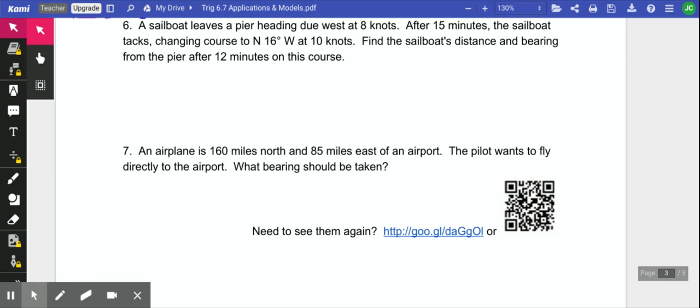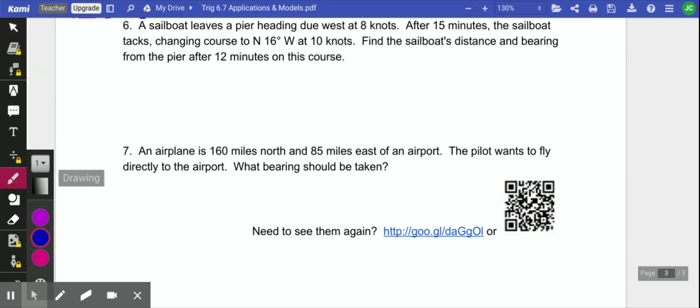Number 6 is a very similar problem. So we have a sailboat that leaves a pier heading due west at 8 knots. And then after 15 minutes, the sailboat tacks. That means it turns, and it changes course to north 16 degrees west at 10 knots. And we want to find the sailboat's distance and bearing from the pier after 12 minutes.